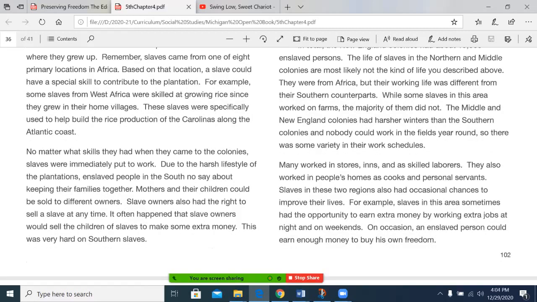No matter what skills they had when they came to the colonies, slaves were immediately put to work. Due to the harsh lifestyle of the plantations, enslaved people in the South had no say about keeping their families together. Mothers and their children could be sold to different owners. Slave owners also had the right to sell a slave at any time. It often happened that slave owners would sell the children of slaves to make some extra money. This was very hard on Southern slaves.